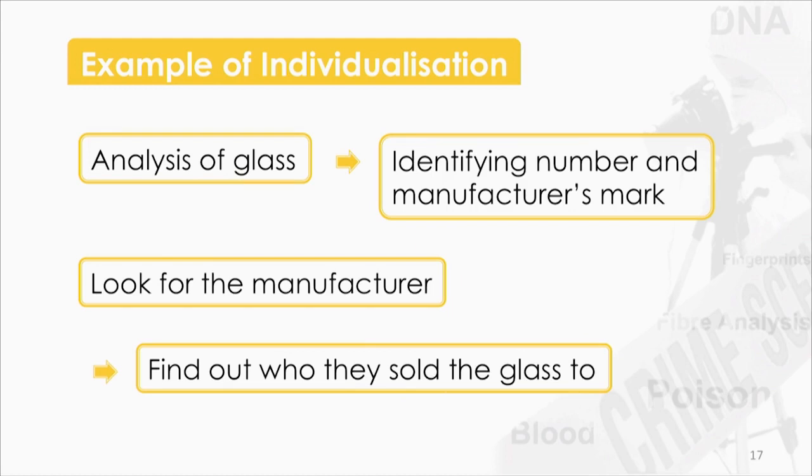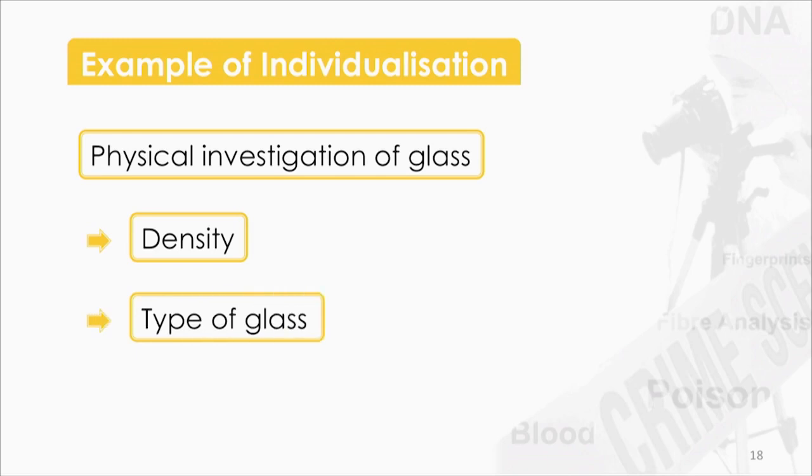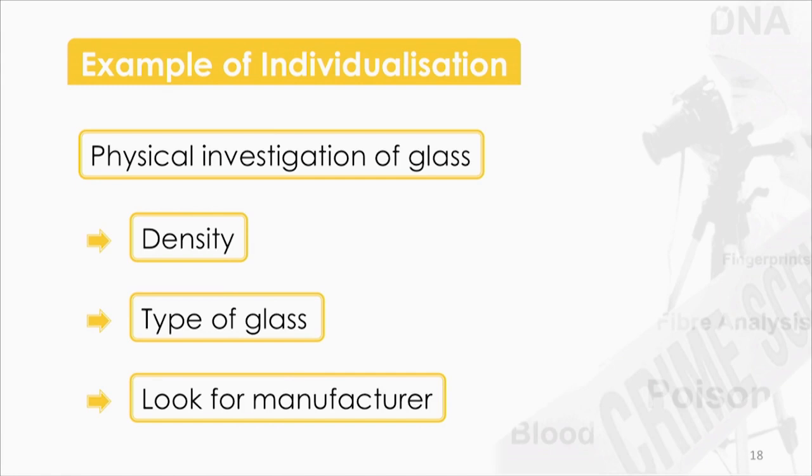You can also do a physical investigation of glass. One of the characteristics of glass is the density of the glass. So if you measure the density of the glass, you can find out what kind of glass it is, and then again you can go to the companies that manufacture those particular kinds of glass.